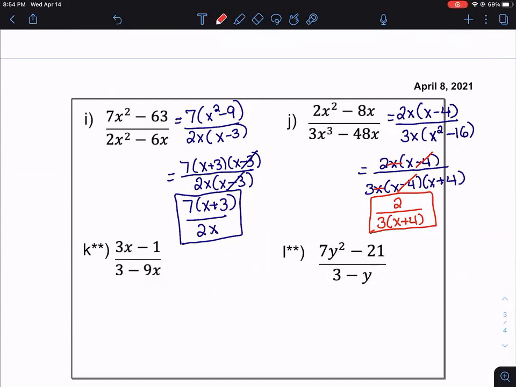The reason why I have asterisks next to K is because we are going to see that A minus B over B minus A scenario come up. So the numerator cannot be factored. It is 3x minus 1. The denominator has a GCF of 3, and we're left with 1 minus 3x. So as you guys can see, this is A minus B. This is B minus A.